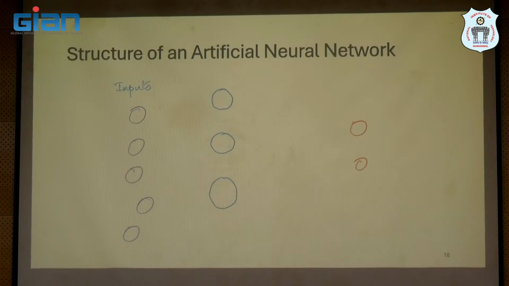A neural network is something like this. So you will have one layer of inputs, one layer of outputs, and in between, a layer comprising multiple neurons. And this layer is usually called the hidden layer. So the hidden layer is the layer in which we have neurons, artificial neurons.